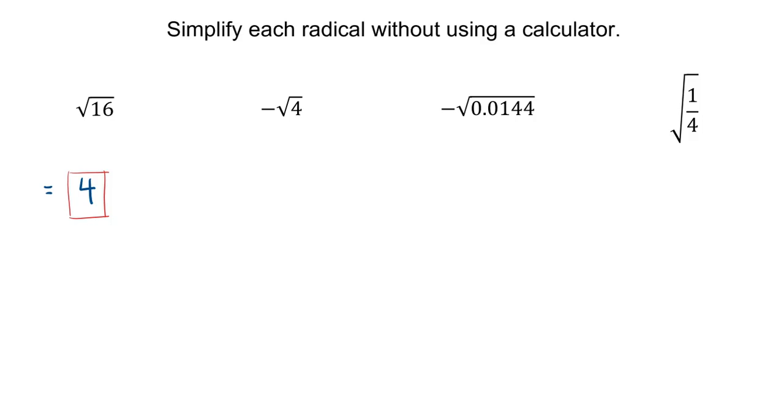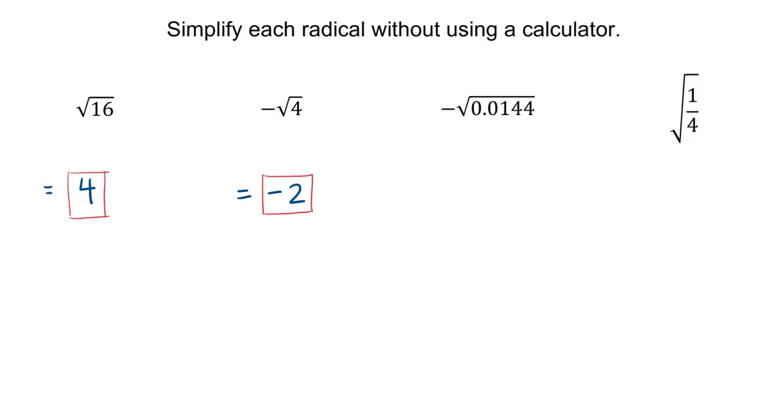Let's look at the second example. Here we're asked to find the negative square root of 4. Well, there are two square roots of 4, positive 2 and negative 2. But in this example, we only want the negative square root. The negative square root of 4 is negative 2, because negative 2 times negative 2 gives us positive 4.